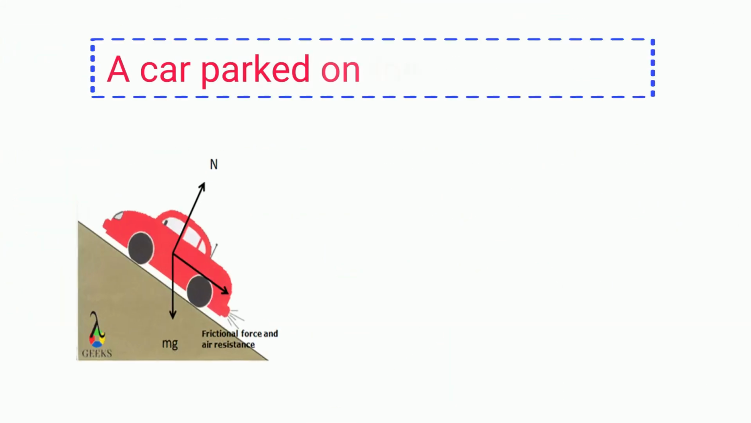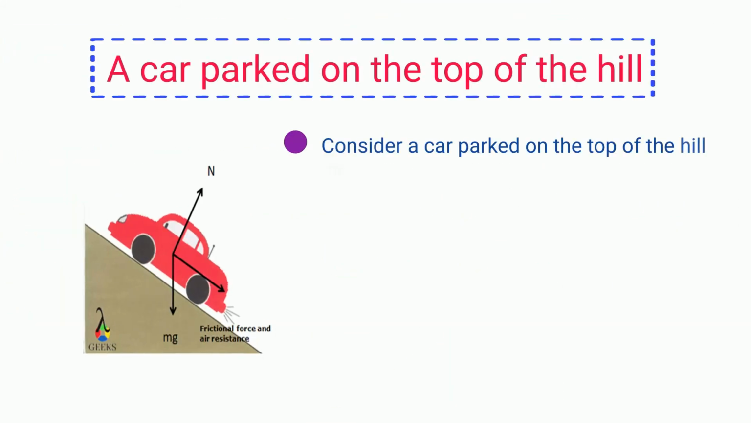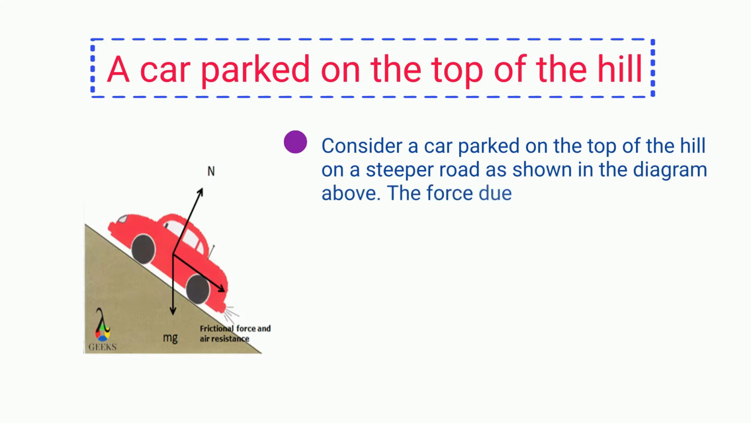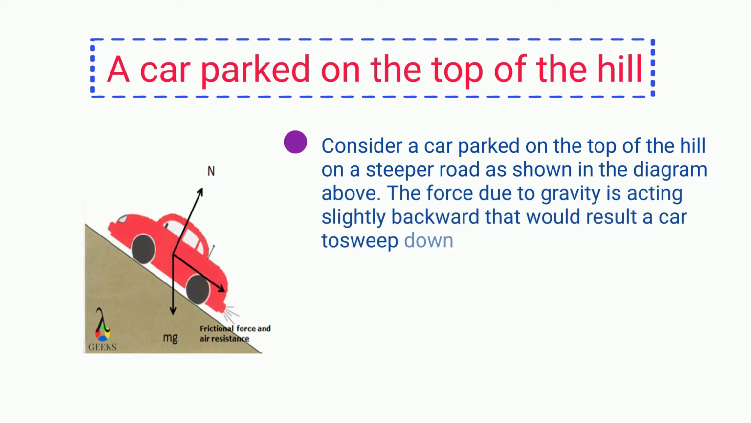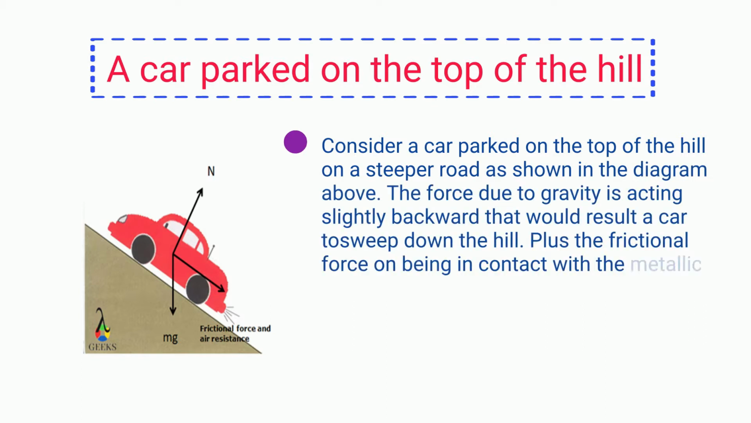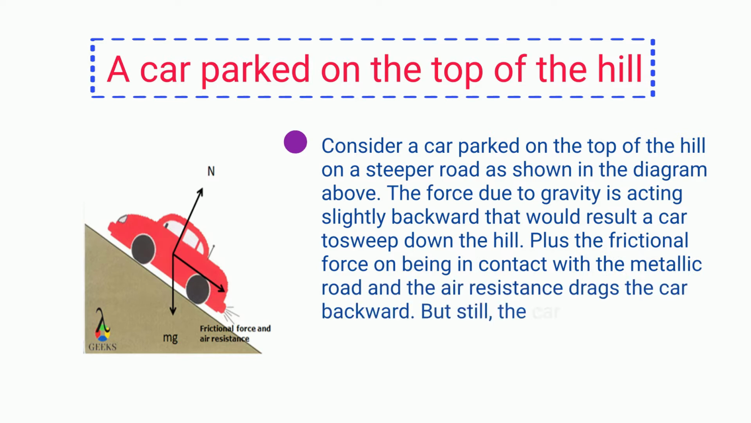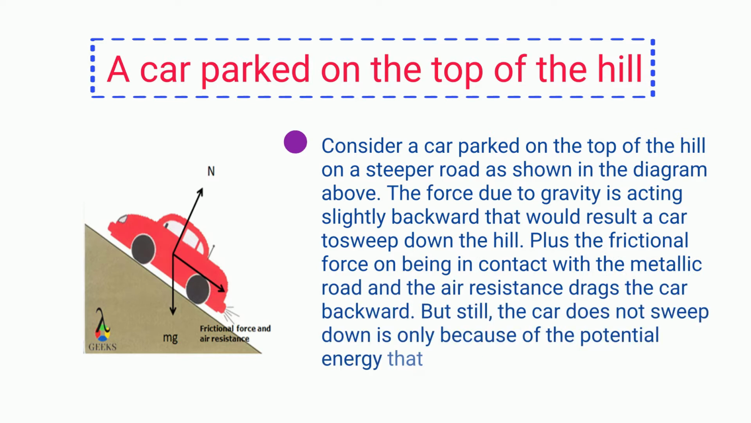A car parked on the top of the hill. Consider a car parked on the top of a hill on a steep road, as shown in the diagram above. The force due to gravity is acting slightly backward, which would cause the car to sweep down the hill. Plus, the frictional force from contact with the road and the air resistance drag the car backward. But still, the car does not sweep down only because of the potential energy that keeps the car in a steady position.